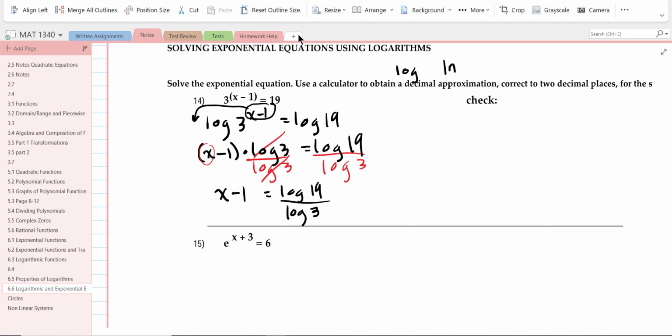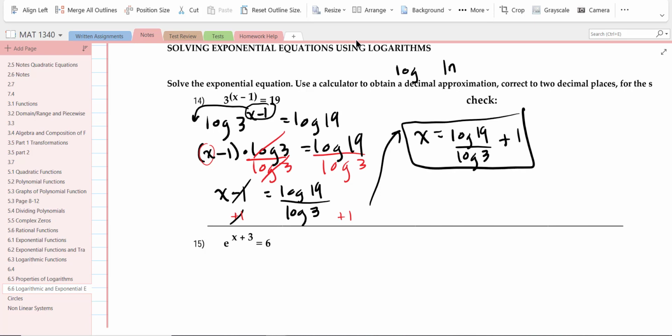Now I've got one more step, and then x is by itself. So what do I need to do to both sides of this equation to get x by itself now? Add 1, good, thank you. So we add 1, and then you would have to go to your calculator. So we have x equals log 19 over log 3 plus 1. Now that is the exact answer to that problem.